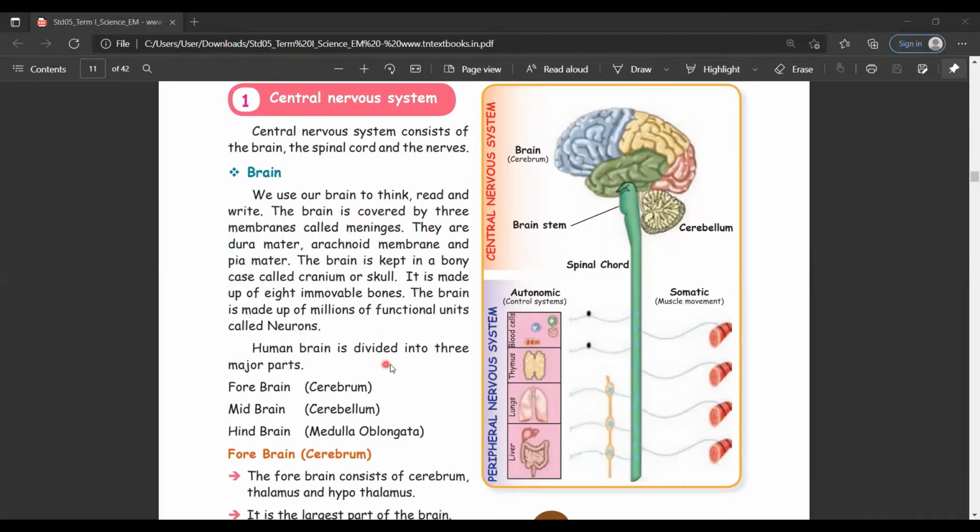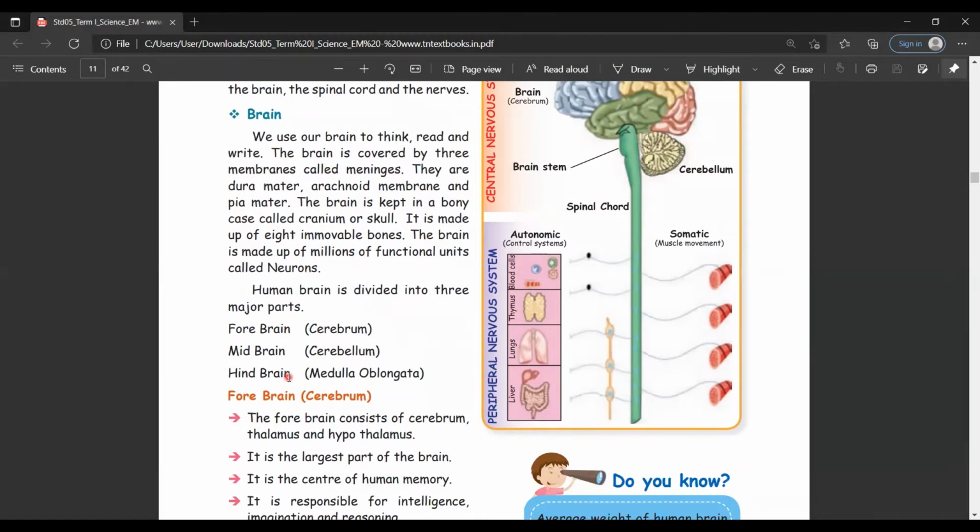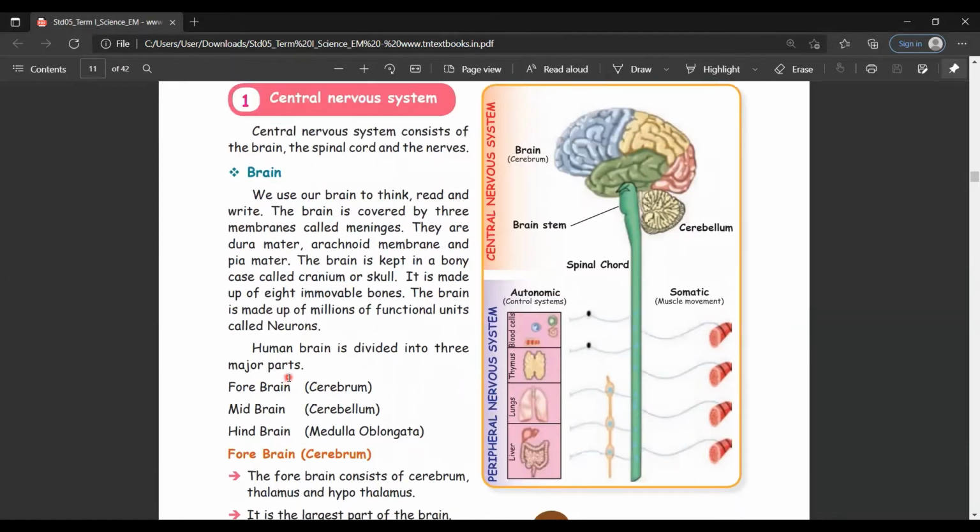The human brain is divided into 3 major parts. You know this already, isn't it? You have studied it in 4th standard. What are the 3 major parts? Forebrain, midbrain, and hindbrain. The forebrain has the cerebrum, the midbrain has the cerebellum, and the hindbrain has the medulla oblongata.